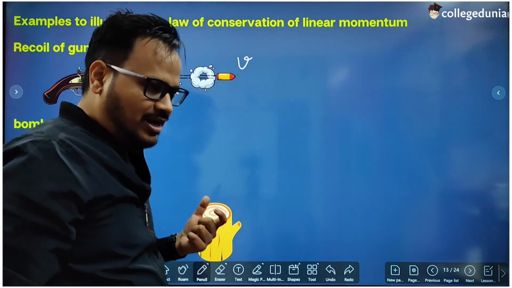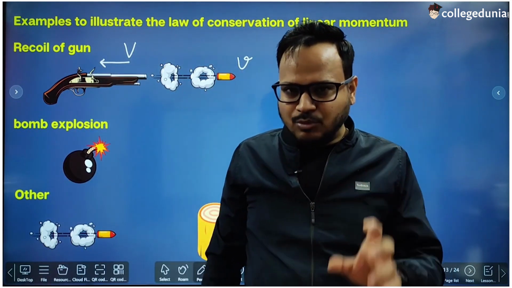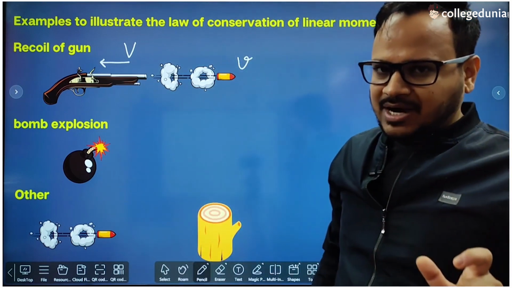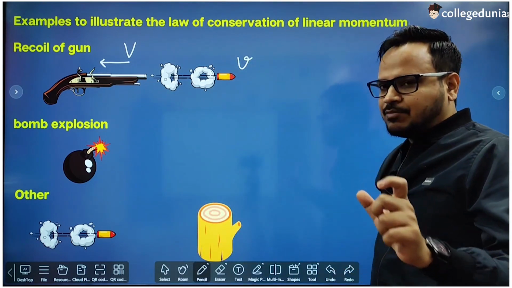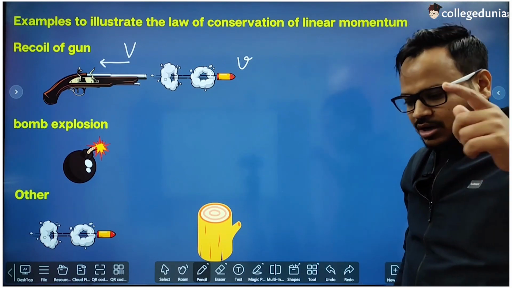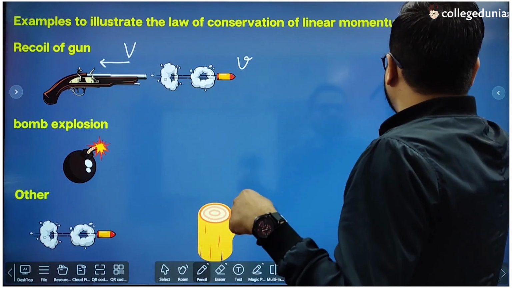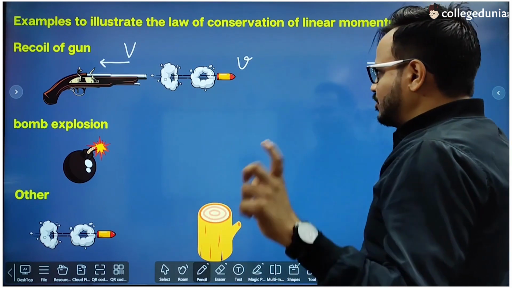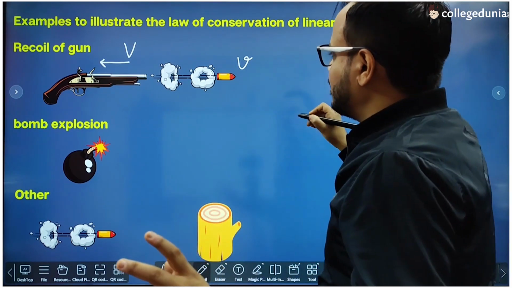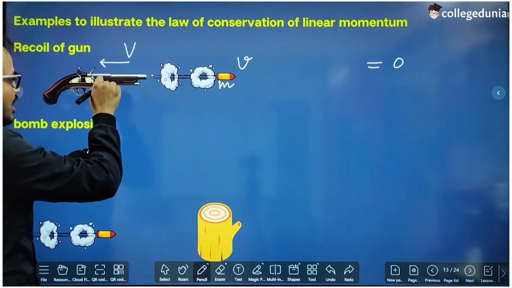Why is there recoil in the gun? Initially, if we consider the gun and bullet, both are parts of the same system, and the gun was kept on the table and the bullet was there in the gun at rest. So the whole momentum of the system was 0. Initially, the momentum of the system before the firing was 0. But after firing, suppose the mass of this bullet is small m and the mass of the gun is capital M.